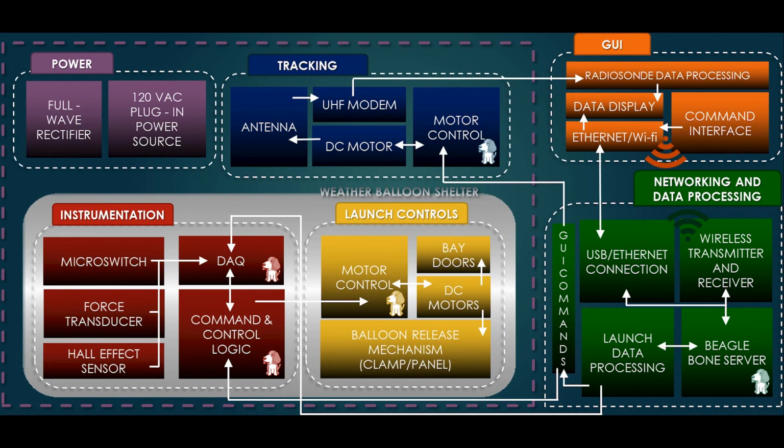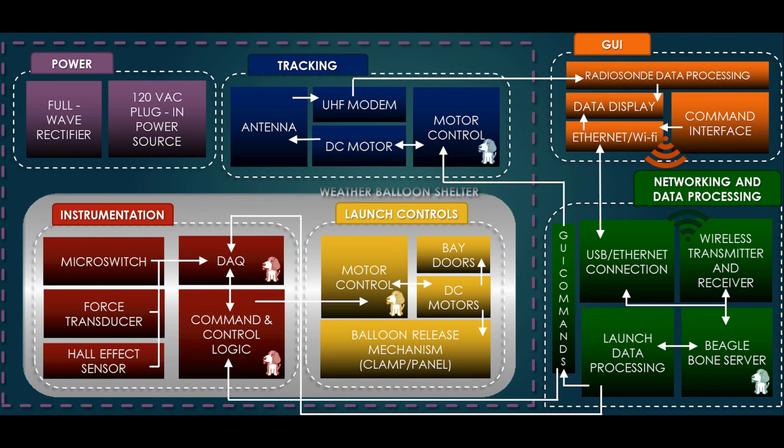Inside the weather balloon shelter, there is a BeagleBone Black within a control box attached to various sensors, as shown within the red and yellow portions of the block diagram. This block diagram also shows the interconnections between all of the different subsystems of the proposed automated weather balloon launcher.